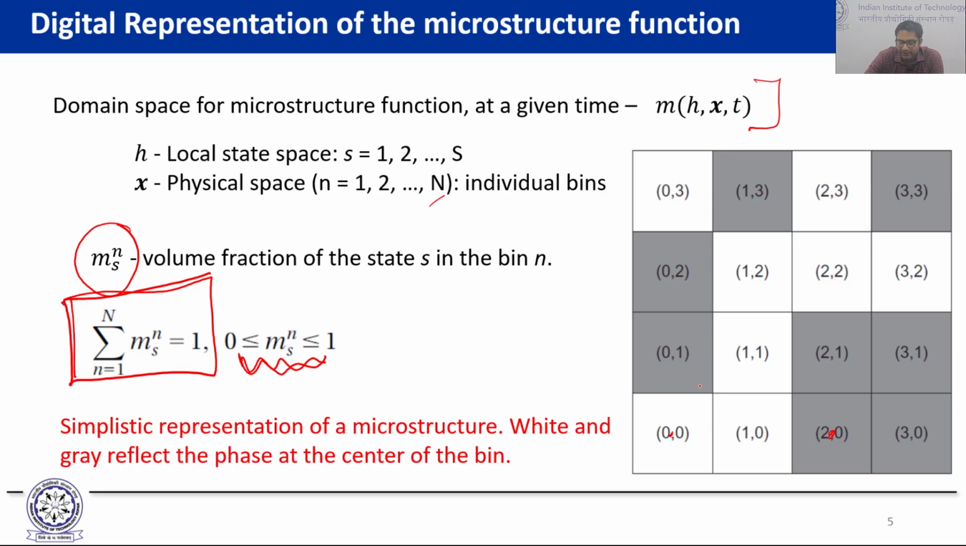Keep in mind that the reason we are using the center of the cell to represent the entire cell is because we have been doing a discrete sampling in our microstructure space. All right.